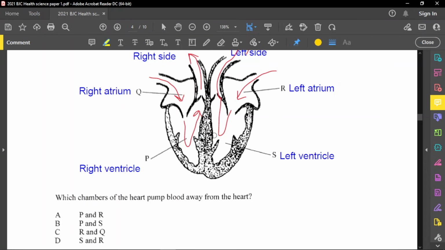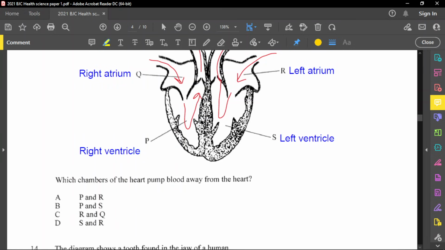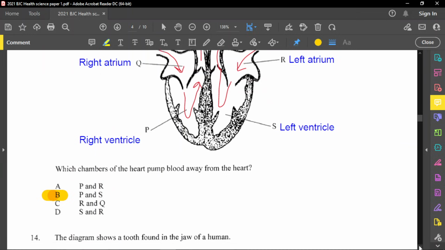So we're going to look here for our P and S. The ventricles push blood out of the heart. The chambers that are doing that are P and S, the ventricles, right and left. So yes, B will be your answer right there. B is the correct answer for that question. Let's go to the next question.